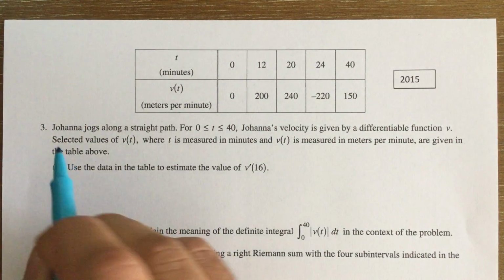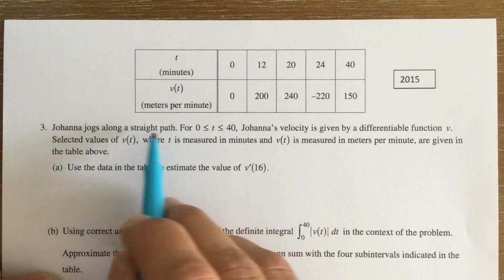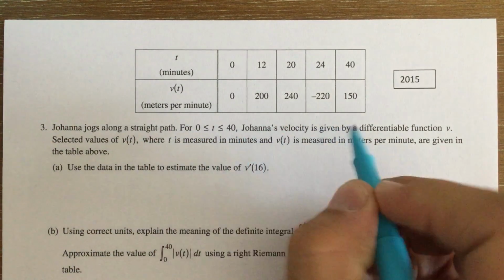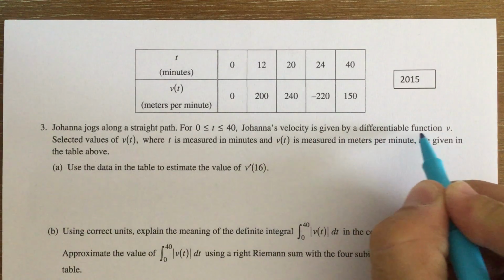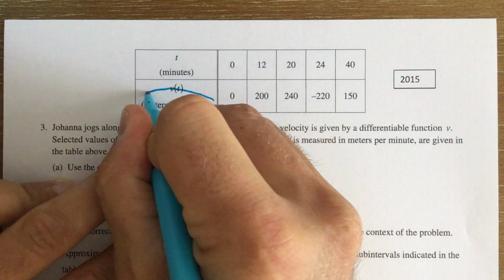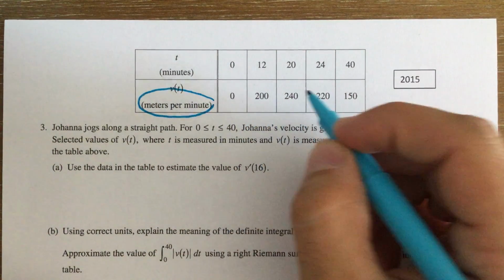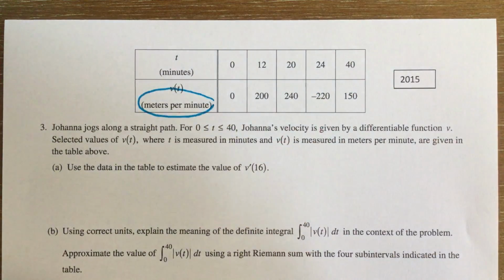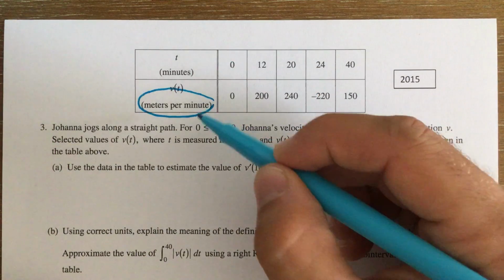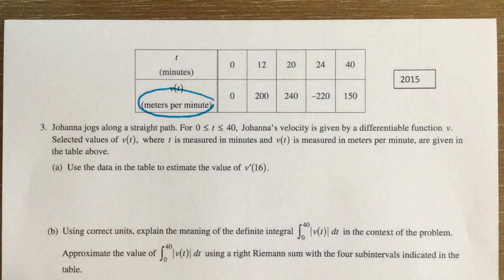All right, so it starts with Joanna jogs along a straight path, which almost kind of feels like a particle problem also, right? From time 0 to 40, Joanna's velocity is given by the differentiable function v. Since this is a rate, what that's telling me is this is her velocity throughout the jog. It also tells me that they're probably going to ask me to integrate to find her position, and then also take a derivative maybe to find an acceleration or something like that.